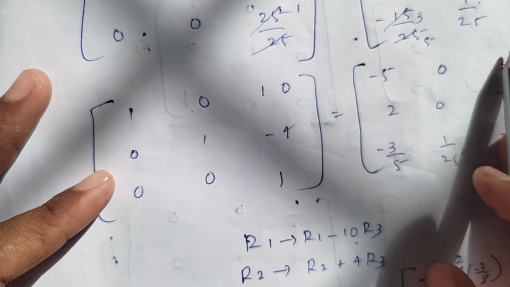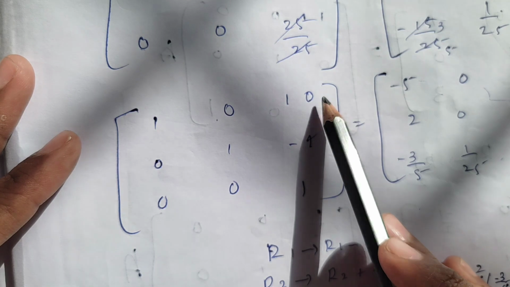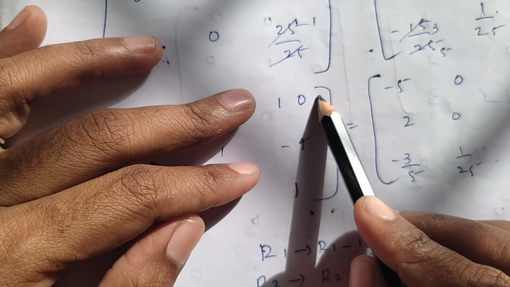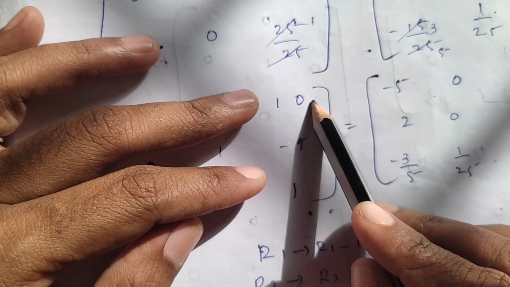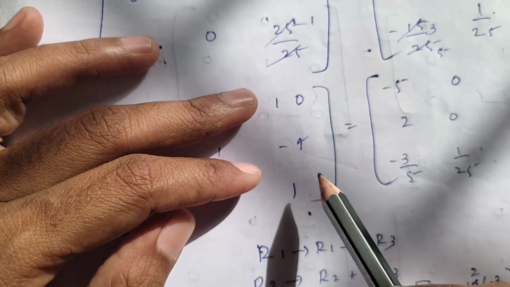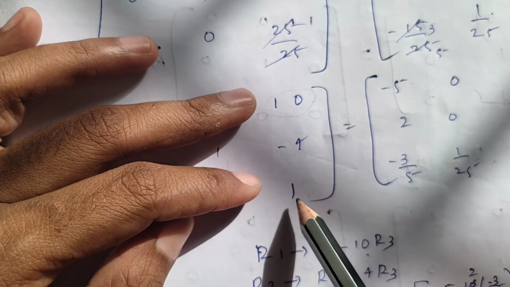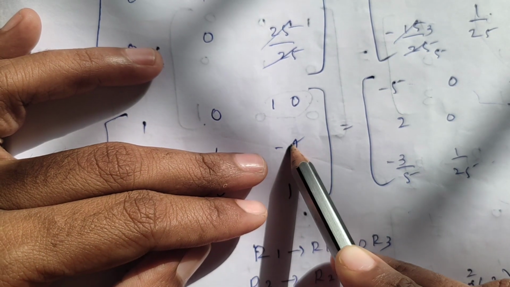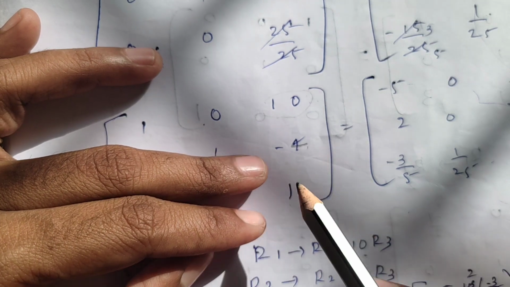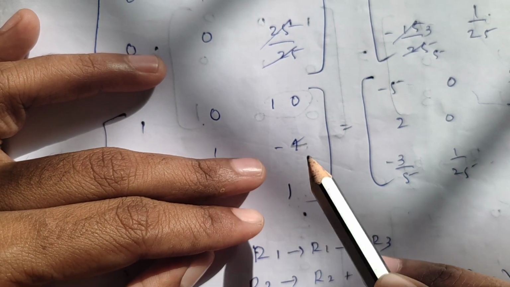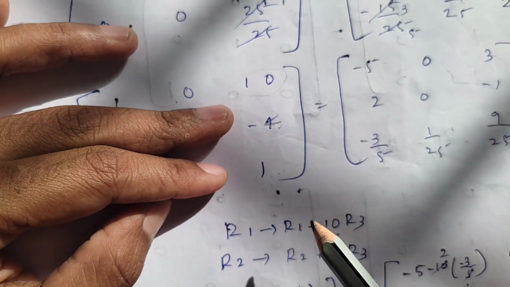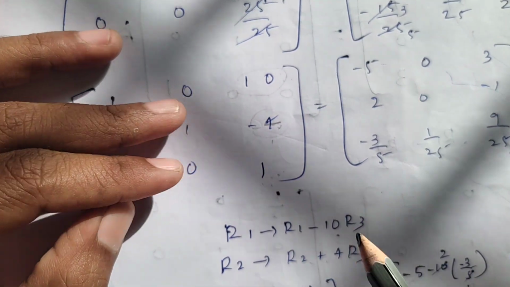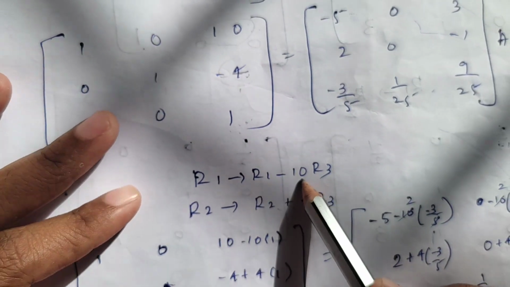Next thing, we have to make these two elements 0 with the help of R3. R1 tends to R1 minus 10 into R3, that is 10 minus 10. Same thing for R2. Here we have minus 4, so minus 4 plus 4 will become 0. So R2 plus 4 into R3 will give you this element 0. So this is what our elementary operation is.